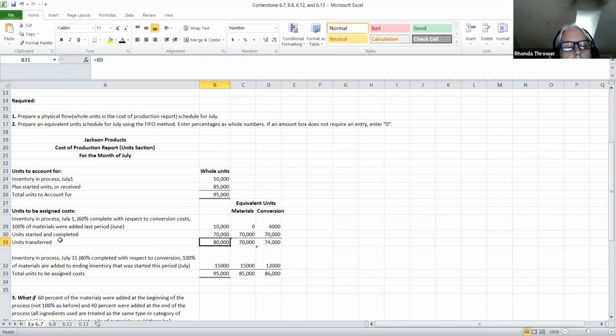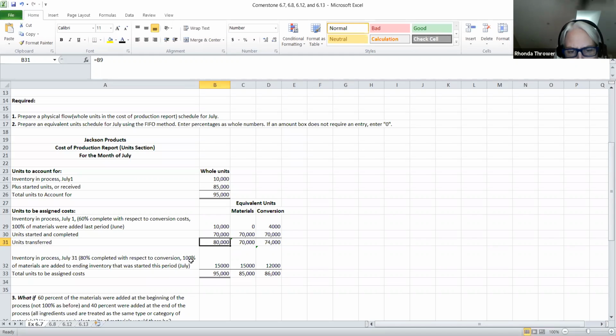So we've accounted for units started and completed. We've accounted for units that are transferred. Now we've got to account for our ending inventory. Notice our ending inventory is 80% completed with respect to conversion. So what that means is 100% is complete with respect to materials.